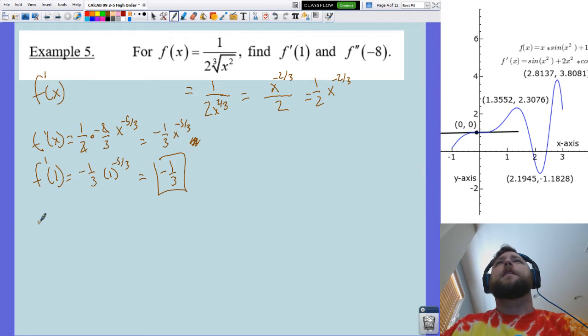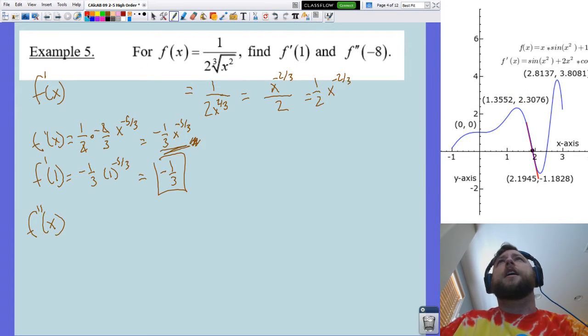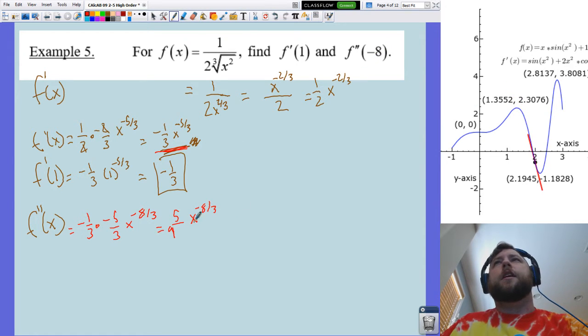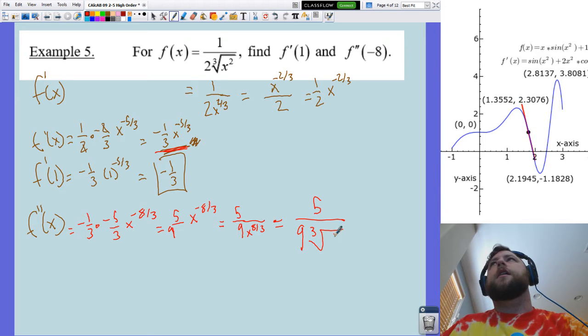That was very easy. Now I want to find f double prime at negative 8. So I have to find the second derivative of x. I'm going to take this function and differentiate it. The derivative will be negative 1/3 times negative 5/3 x to the negative 8/3, when you subtract 1. Cleaning that up, that becomes positive 5/9 times x to the negative 8/3. Now I have to plug in negative 8, which is kind of gross. But I'm going to rearrange this to a root function because it's easier for me to do the math. So 5/9 over x to the positive 8/3, which is equivalent to 5 over 9 times the cube root of negative 8 to the 8th power.